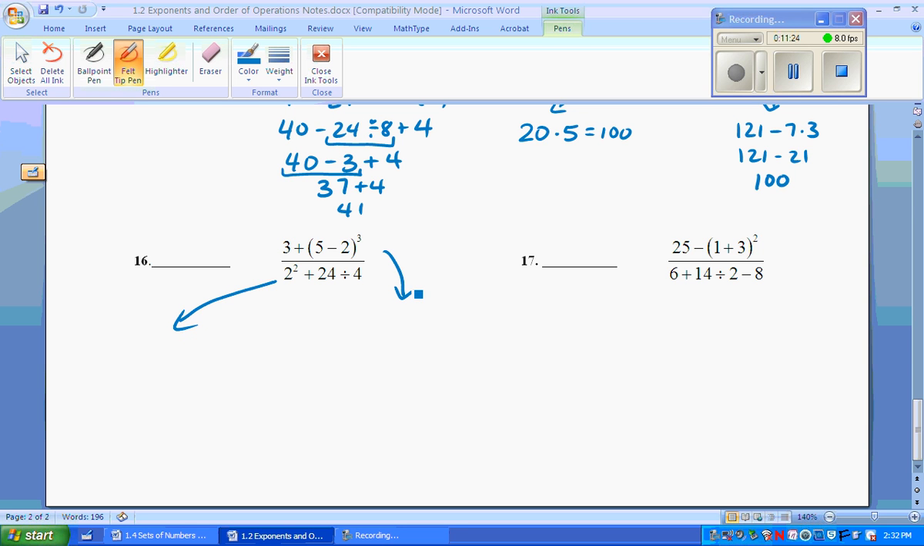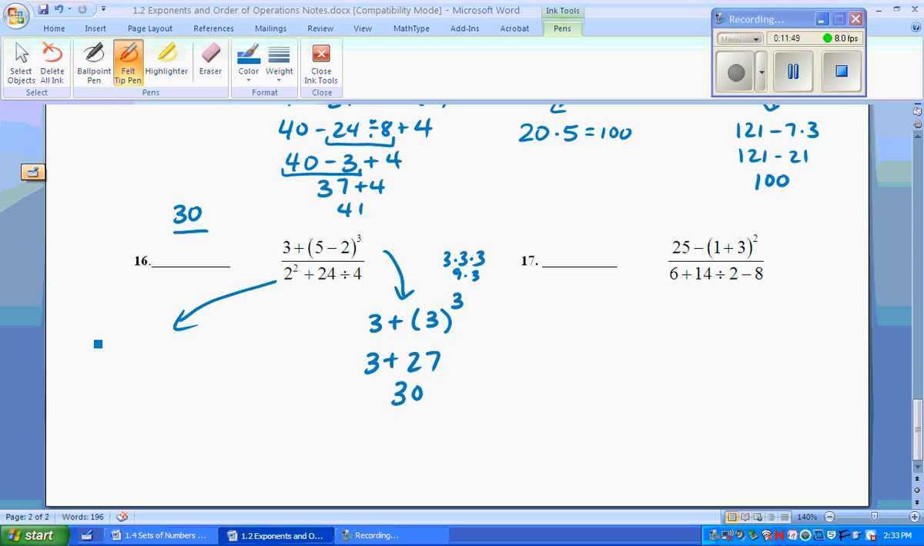Working again. If we do the top here, we got 3 plus, in parentheses, 5 minus 2, which is 3 squared. Doing the math here, we got 3 plus 3 squared, so that's 3 times 3 times 3. Well, 3 times 3 is 9, times 3 is 27. That gives you 30 for the top.